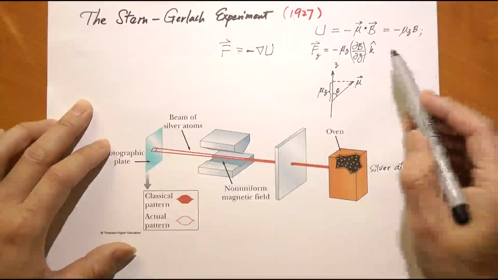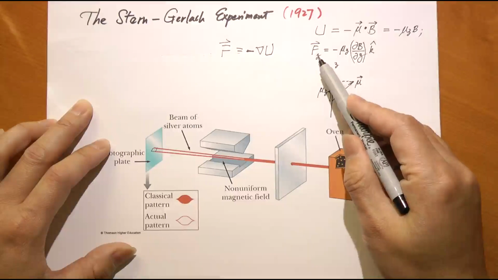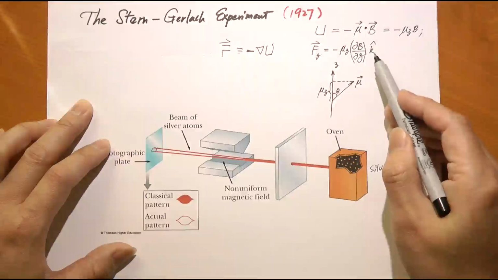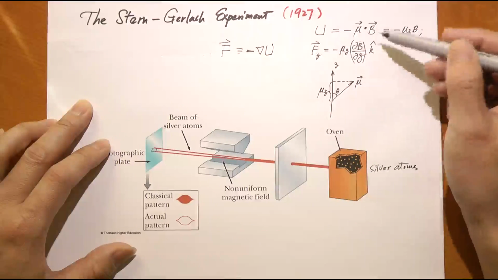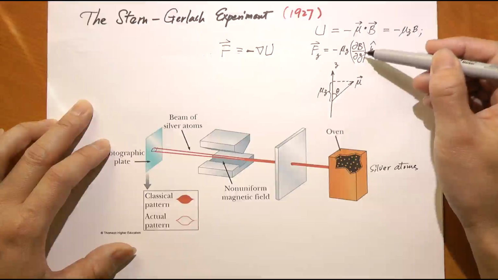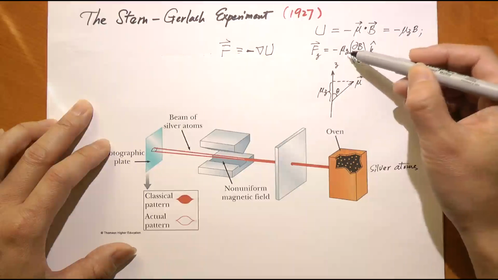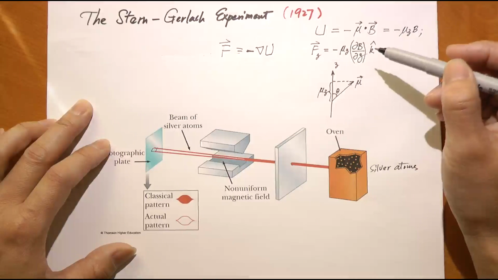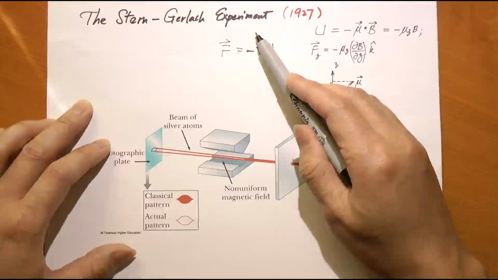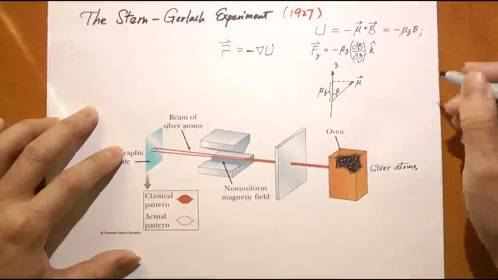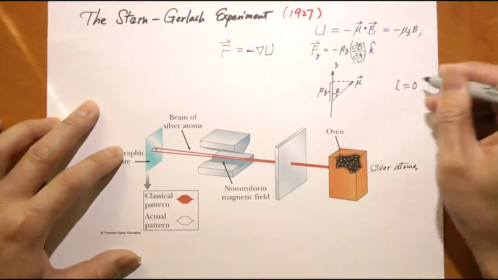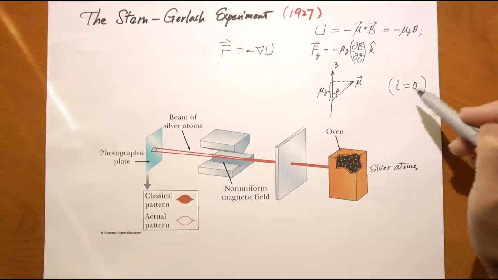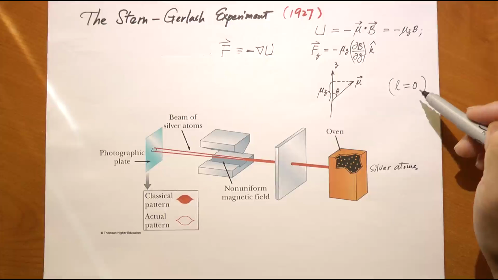Okay, now, what is that force equal to? It equals mu z times this gradient along the z direction. This gradient, whatever it is, is not zero. As long as it's not zero, it's okay. But mu z may have different values depending on what kind of state this atom is in. The atom they used in the experiment was silver, and they chose the S state of the silver, which means L equals zero. There is no orbital motion contribution to the magnetic dipole moment, so don't blame it on orbital motion.